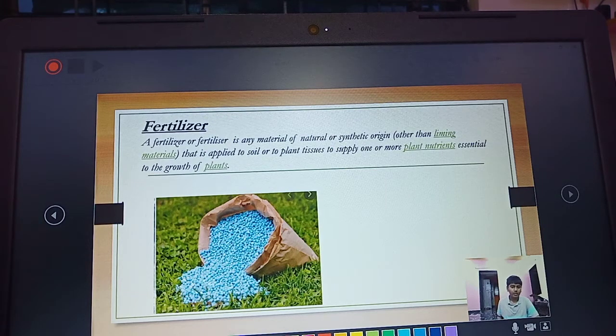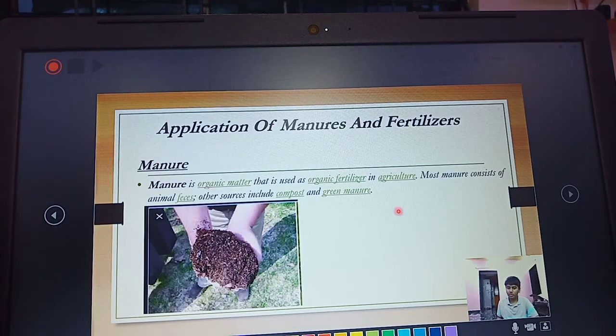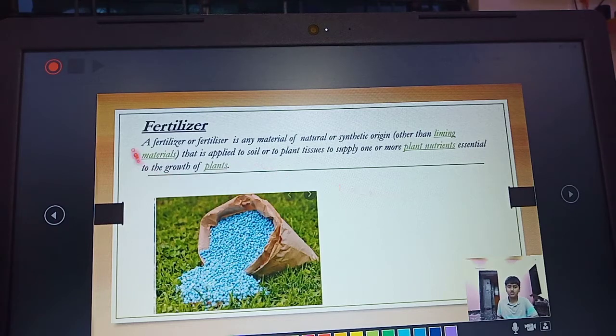So, a fertilizer is any material of natural or synthetic origin that is applied to soil or to plant tissues to supply one or more plant nutrients essential to growth of plants. Now, manure is not nutrient specific. You have more nutrients but in small amounts. Whereas fertilizers are nutrient specific. They may have one or two nutrients only, but in larger quantities. Now this is a fertilizer.